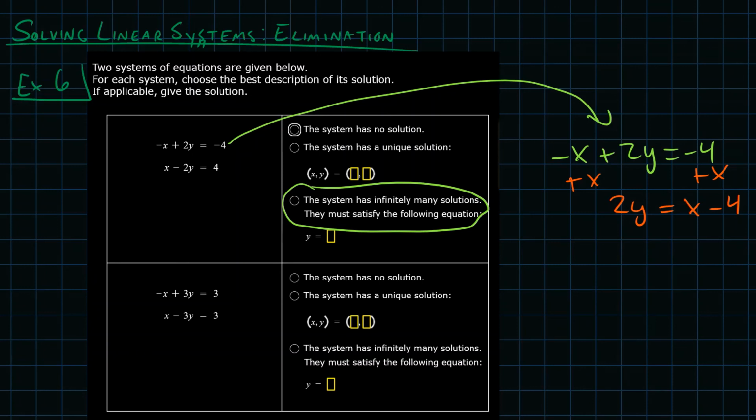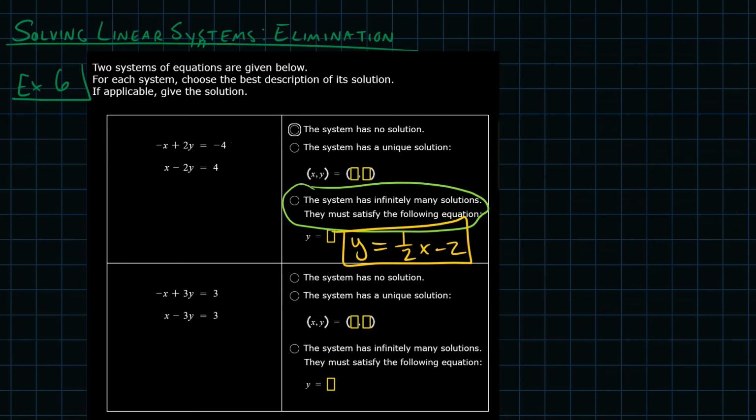Then we can divide both sides of the equation by 2, leaving us with y is equal to, well, 1x divided by 2 is half of x, minus 4 divided by 2. So this satisfies the equation y is equal to 1/2 x minus 2.